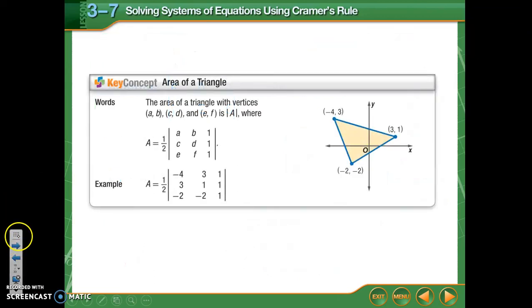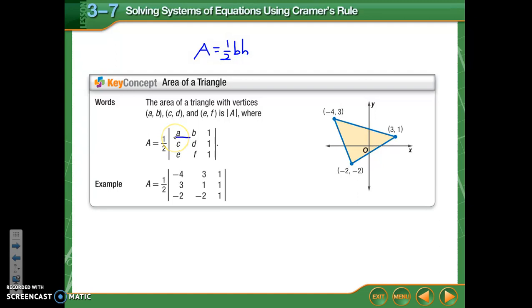All right, one place that we can use determinants is the area of a triangle. Obviously, we're used to the area of a triangle formula. It's 1/2 times base times height. But the area of a triangle can also be found on the coordinate plane using determinants. So if they give me the coordinates of my vertices, I can arrange those coordinates into a determinant.